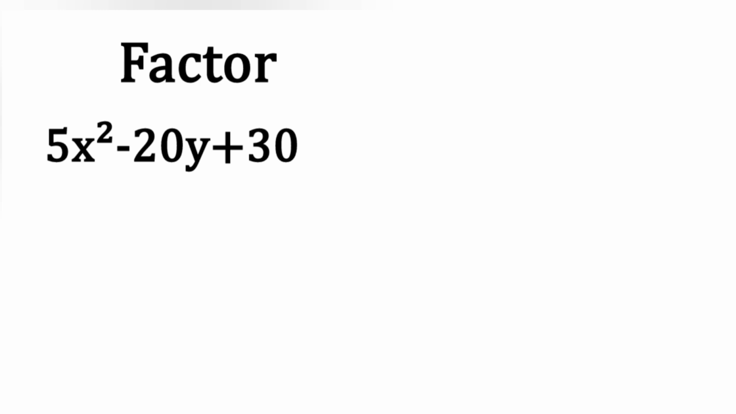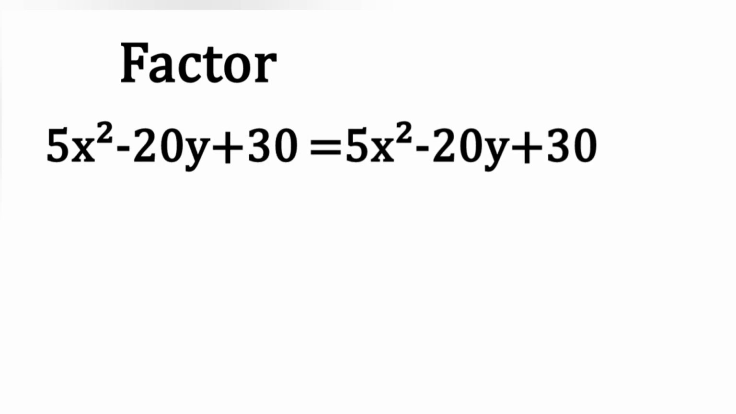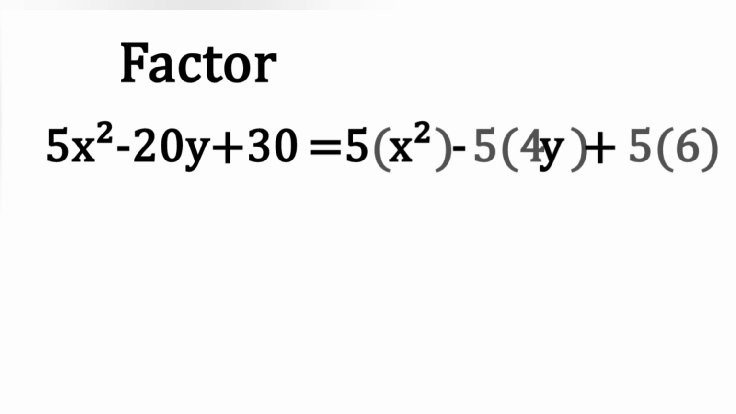So the highest is 5, which can divide each of these terms. For the first term, we have 5x squared, 5 times x squared. For the middle, minus 20y, we have 5 times 4y. And for this one, 30, 5 times 6.